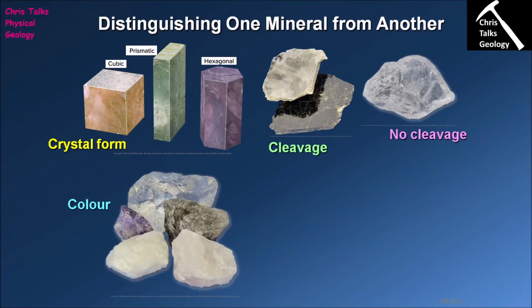Now, the next criteria we can use is colour, and I'm going to be honest right now, typically trying to identify a mineral using its colour is a bad idea, because a lot of minerals will have variation in their colour depending on very, very minor chemical changes. So for this particular set of minerals down here, we can see we have what are referred to as varieties of the same mineral. So these are varieties of the mineral quartz.